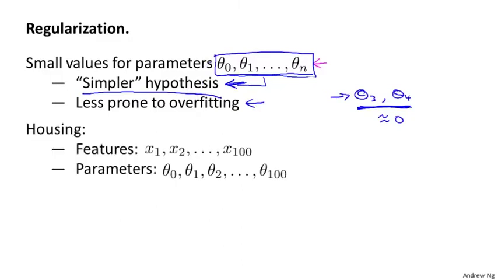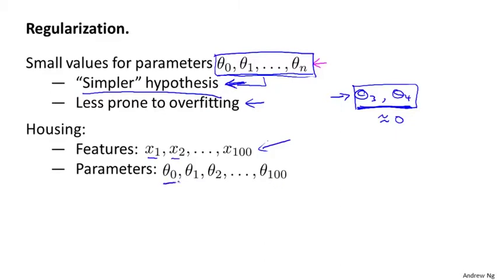For housing price prediction, we may have our 100 features that we talked about, where maybe x1 is the size, x2 is the number of bedrooms, x3 is the number of floors, and so on. And unlike the polynomial example, we don't know which ones are the high-order polynomial terms, right? We don't know that theta 3, theta 4 are the high-order polynomial terms. So if we have just a set of 100 features, it's hard to pick in advance which are the ones that are less likely to be relevant.